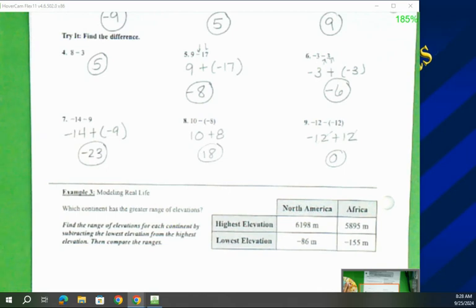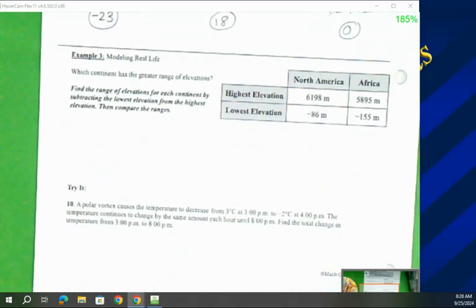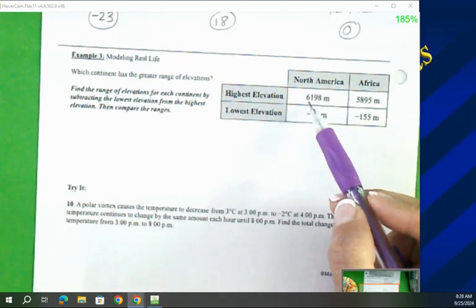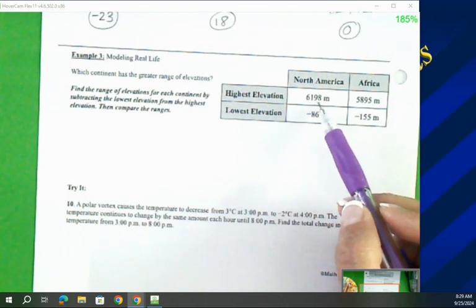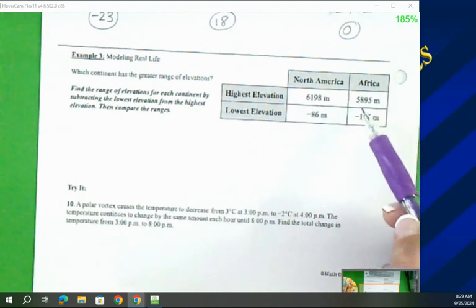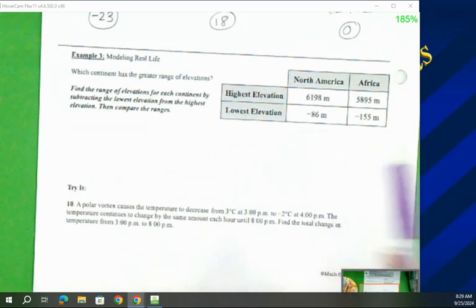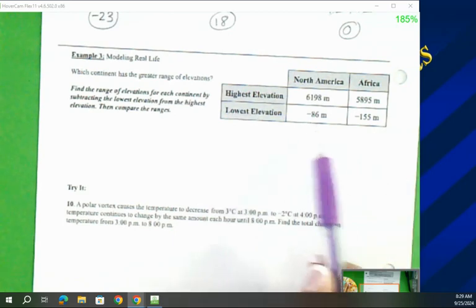Okay, then we have modeling real life. Which continent has the greater range of elevation? So we have North America has the highest elevation of 6,198 meters. Africa has 5,895 meters. The lowest elevation for North America is negative 86 meters. And here in Africa, it's negative 155 meters. To understand the negative signs in elevation, it means that 0 is your sea level.